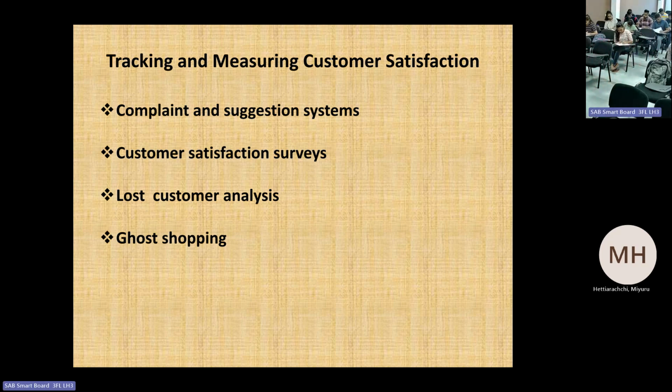And the ghost shopping is taken down under ghost shopping. Appointing an independent team of people, unknown to company staff, to act as real customers.